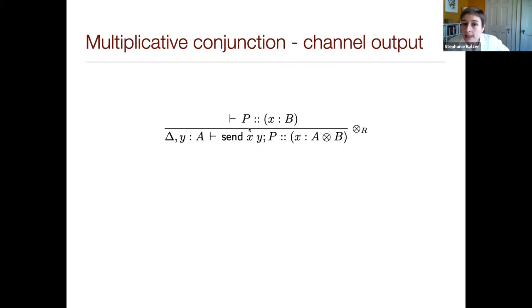Currently, this process P is a client of this channel Y, and it sends it away. So if we want to make sure that whoever receives the channel is now the only owner, the only client of that channel, we had better no longer keep it. Here, it's important that in the continuation P, we lose access to that channel because we gave it away.